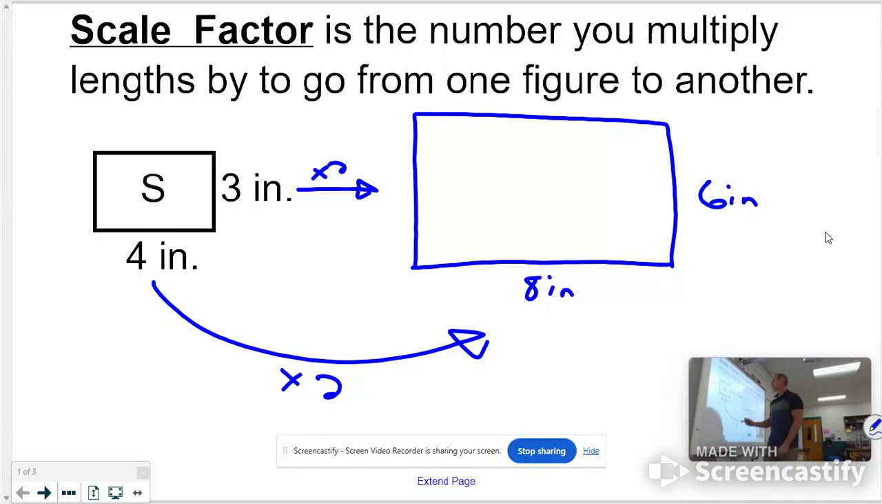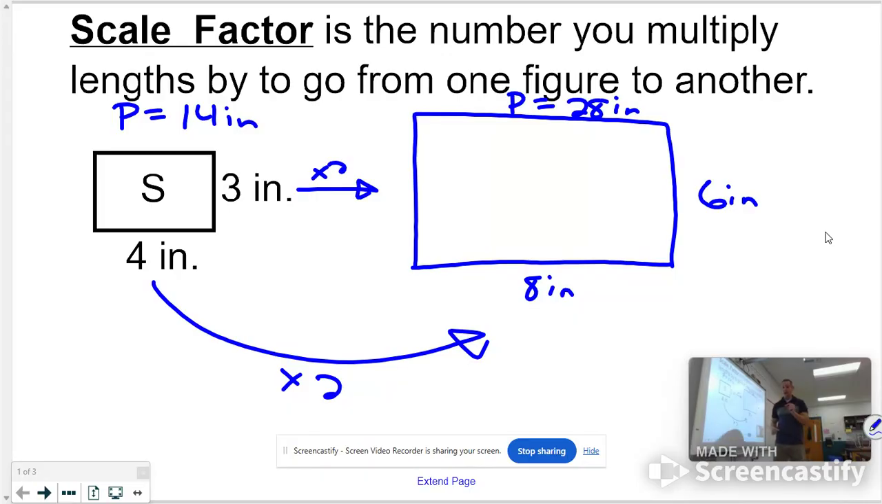So the original perimeter was 4 and 3, which is 7, and another 4 and 3 would be another 7, so that would be 14 inches. And our new perimeter is going to be 8 and 6, which is 14, and then another 14 for the other lengths, and that would be 28 inches. So you notice the perimeter doubled.